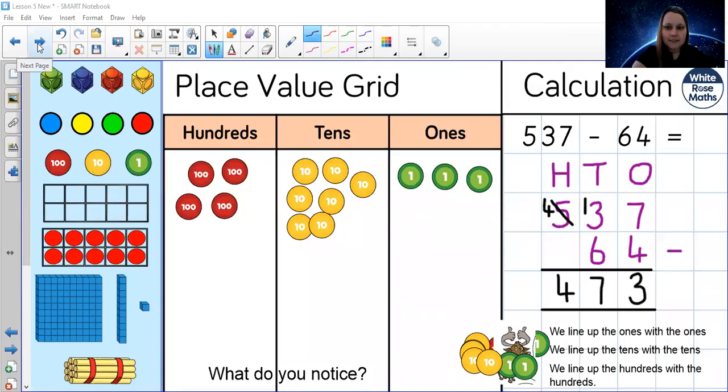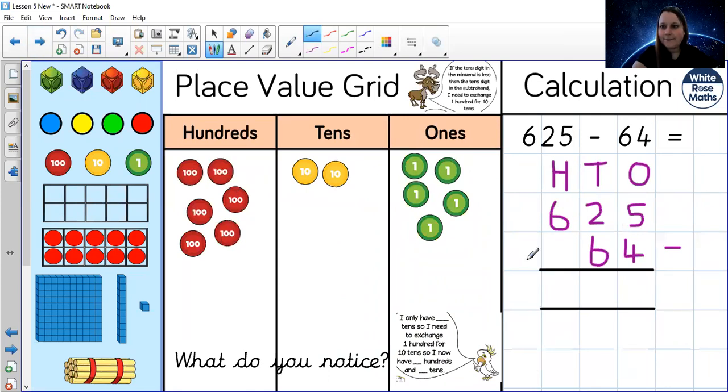So we're now going to move on to the next question. So let's have a go at this one. 625 subtract 64. So I've lined up my digits correctly, really being careful that I've lined up my ones underneath my ones and my tens underneath my tens. So I've got 625, that's my minuend, and I'm subtracting 64.